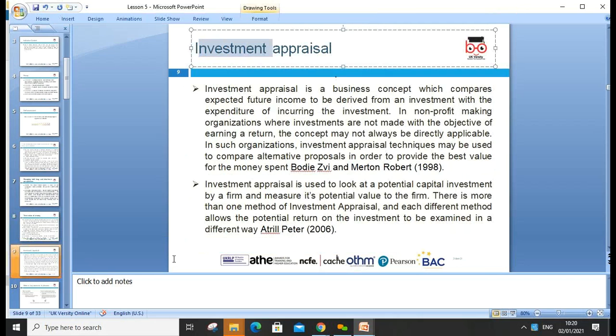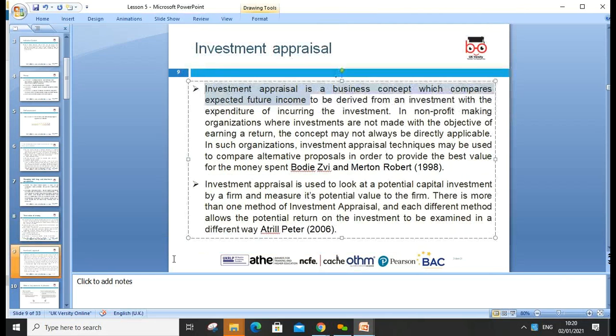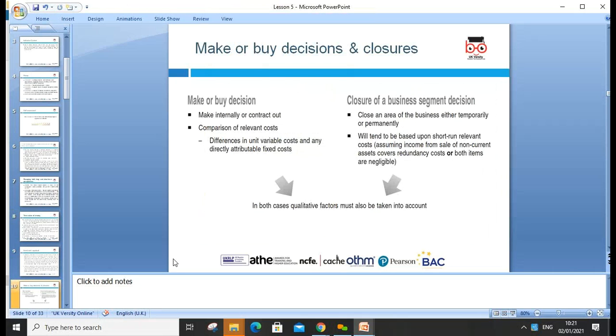Okay, appraisal. So what is an investment appraisal? It is a business concept which expects the future cash flow and derives value. It's all about the techniques. Investment appraisal looks at the potential capital investment by a firm and measures the potential value to the firm. Value should be increased. Therefore, the methods of investment appraisal are different and allow for the potential risk and return. Different authors explain it slightly differently.